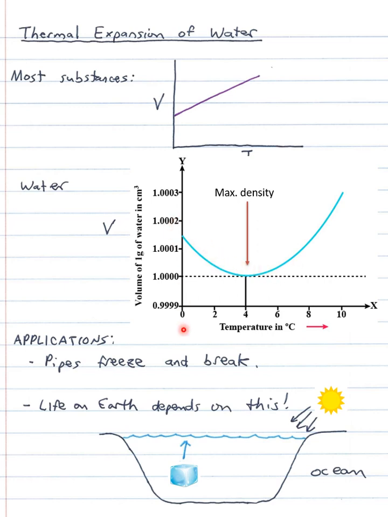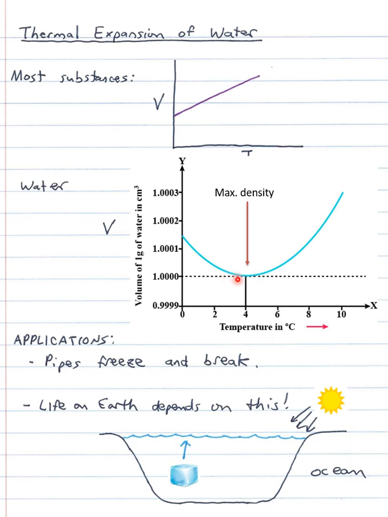Right here at the left, it's 0 degrees Celsius. So imagine we have just melted ice, and now it's at 0 degrees, and we continue to increase its temperature. It doesn't look like the chart up above where it starts to increase in volume. In fact, it will decrease in volume. Decrease in volume means density increases.